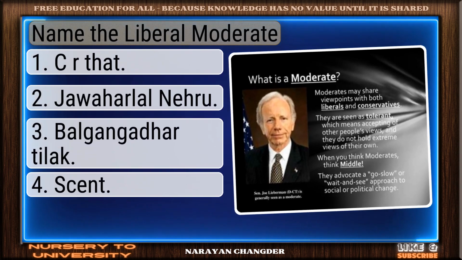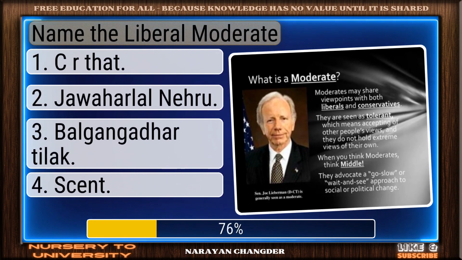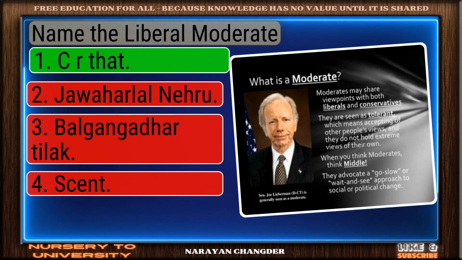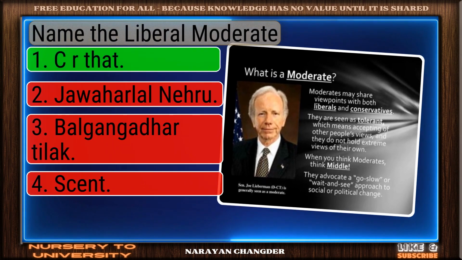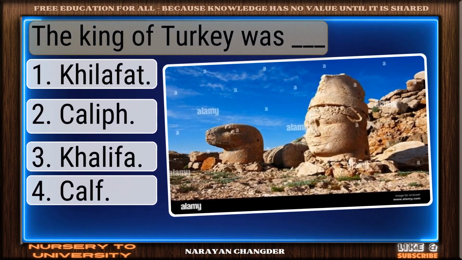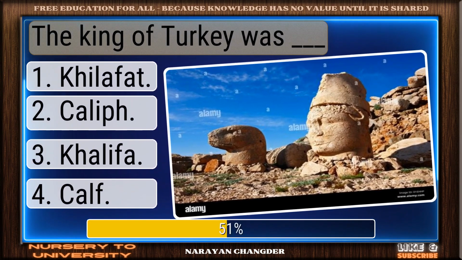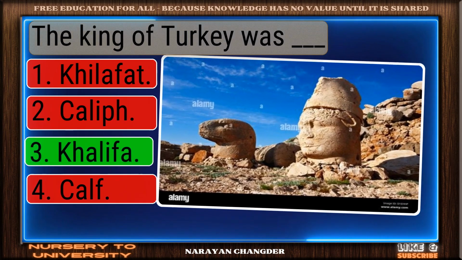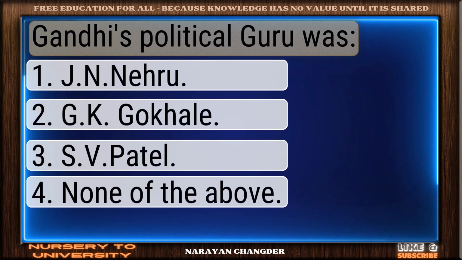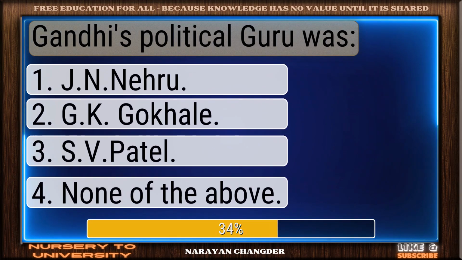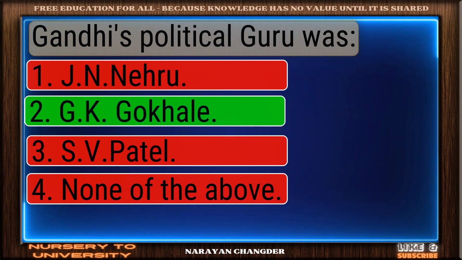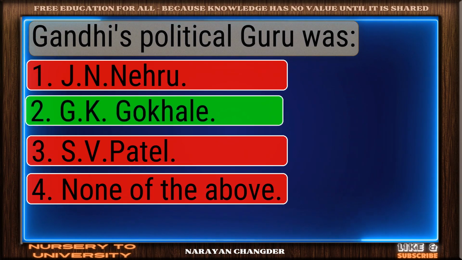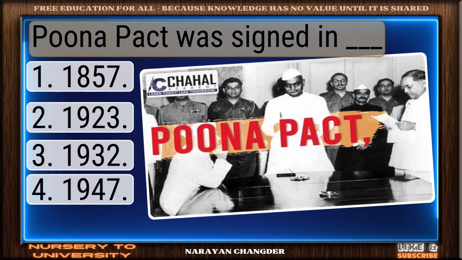Name the liberal moderate. Well done. CR, that is right. The king of Turkey was dash. Strong choice. Khalifa is right. Gandhi's political guru was? Perfect. G.K. Gokhale is the one. Pune Pact was signed in dash.